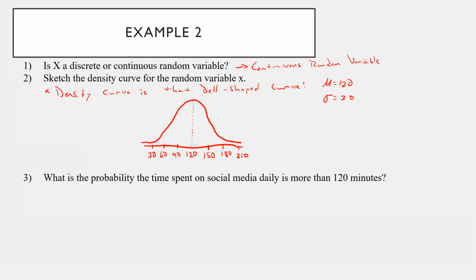All right, so here's the next question. We've got this randomly selected student. What is the probability that the time spent on social media daily by that student is more than 120 minutes? So it's the probability that X, the time spent on social media by the student, is greater than 120 minutes. I'm just curious, does anybody think they know the answer to this? Nobody's got a guess?